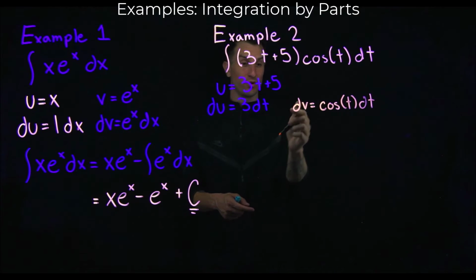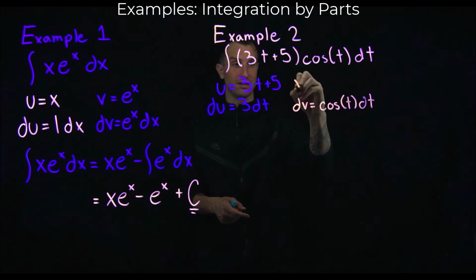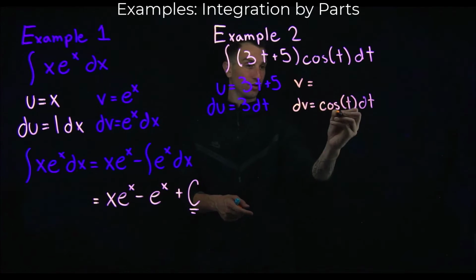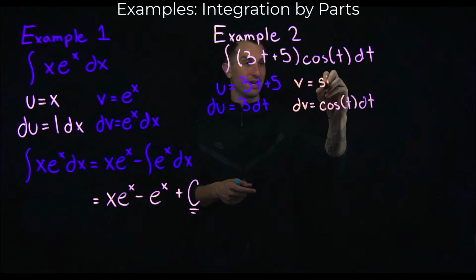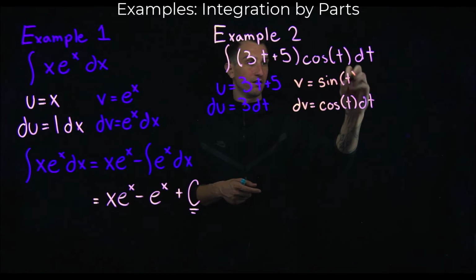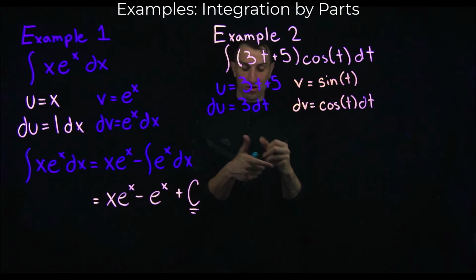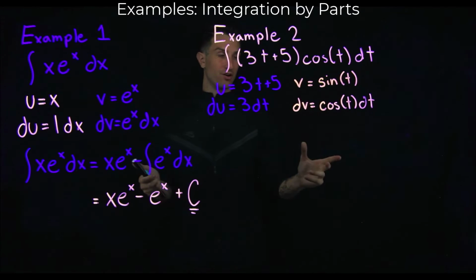Right, if we integrate both sides, the integral of dv is going to be v, the integral of cosine of t. Where does a positive cosine come from? You are correct, sine of t. There we go. Okay, again, we have all the pieces to our puzzle. Let's put it all together.